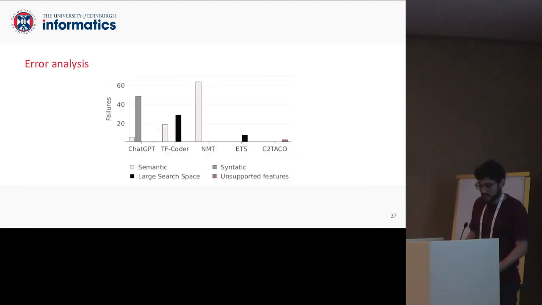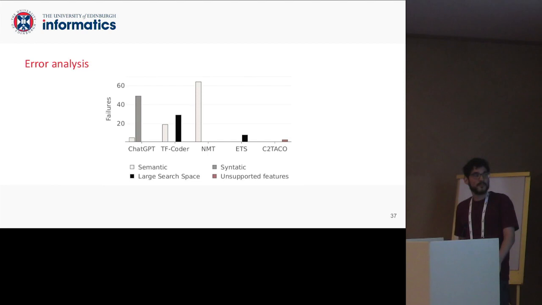For error analysis, we detect four categories of errors during our evaluation. We have the semantic errors, which are cases where the technique outputs a program which is valid according to the TACO grammar, but it's wrong according to the specification. This is the case for a few programs in ChatGPT and almost 20 programs that TF Coder outputs. And this is the case for all the programs NMT fails.